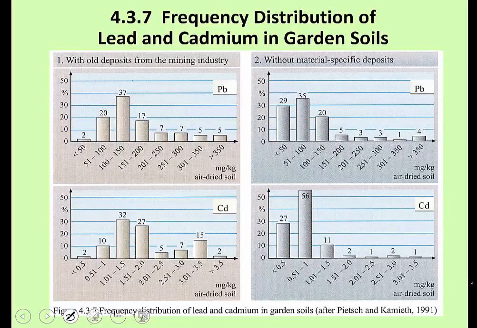Now, the author addresses the frequency of lead and also cadmium. Cadmium's another heavy metal that can be an issue. Tends to be found in much smaller quantities than we find lead, but still an issue and still a byproduct of a lot of industries. And he looks in particular at the buildup of these materials in garden soils. When we say garden soil, we're talking about someone's backyard garden as opposed to a large agricultural area.